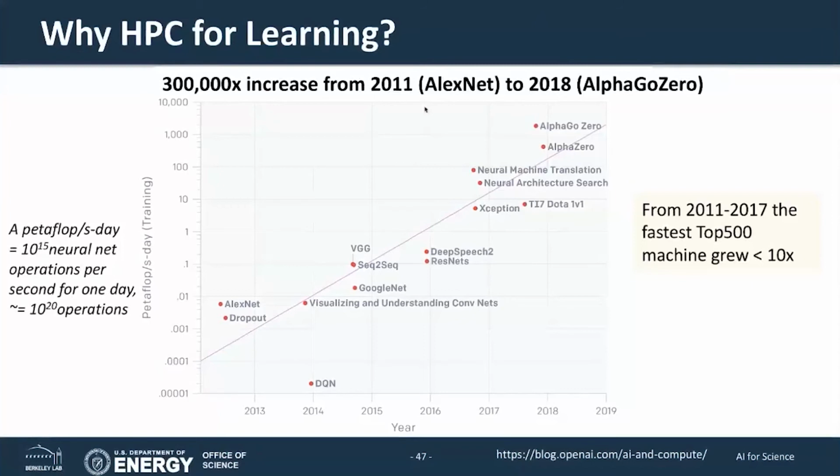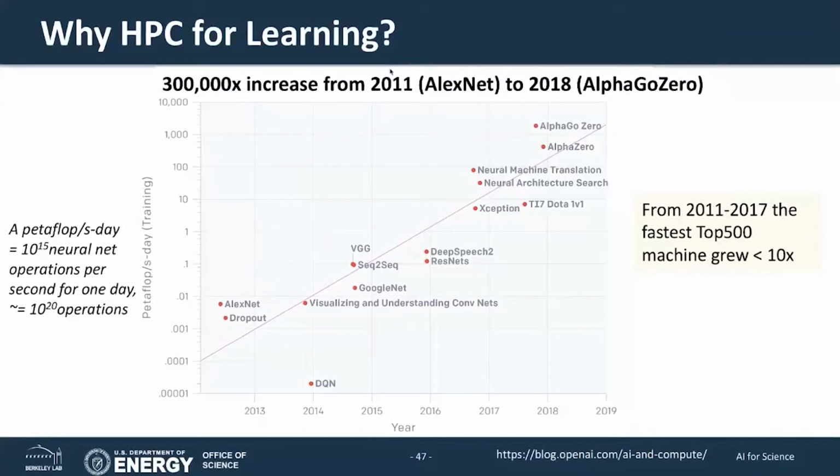And of course, AlphaGo Zero, really without any kind of training data, learning how to play the game of Go. And the y-axis here is the petaflop/s-days. So the number of days it would take to train this on a petaflop machine, assuming a perfect petaflop rate. So you can see incredibly expensive computations required to solve these deep learning problems.